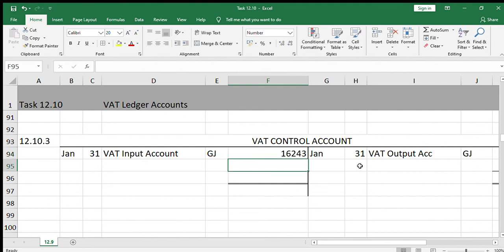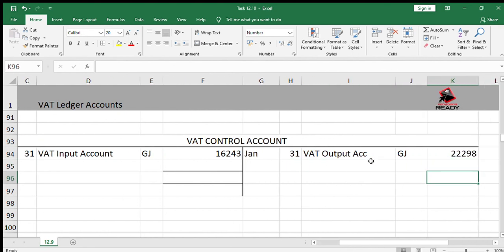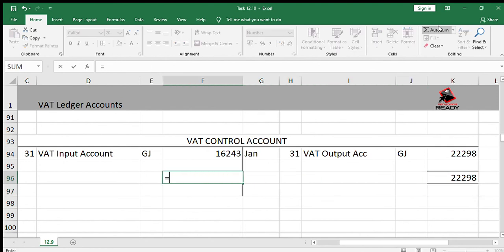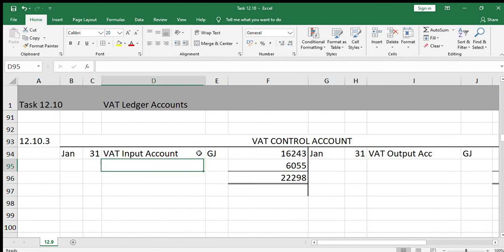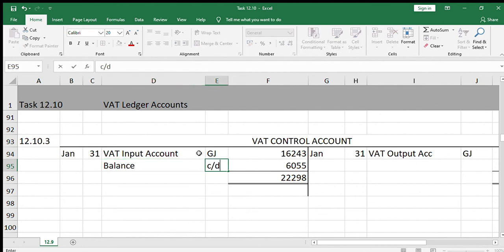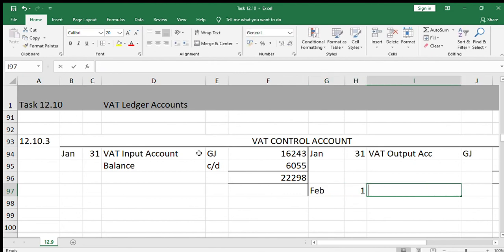Okay, and now if we look at our VAT control account, we need to look at which side is bigger. So the credit side is definitely bigger. That means that we are owing SARS the money. So the balance will be payable to SARS. So we're going to just say balance carry down. And then on February the 1st, it will be balance brought down.